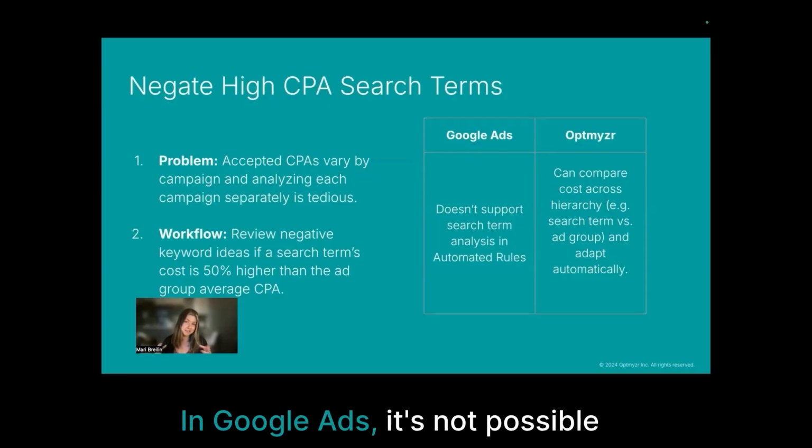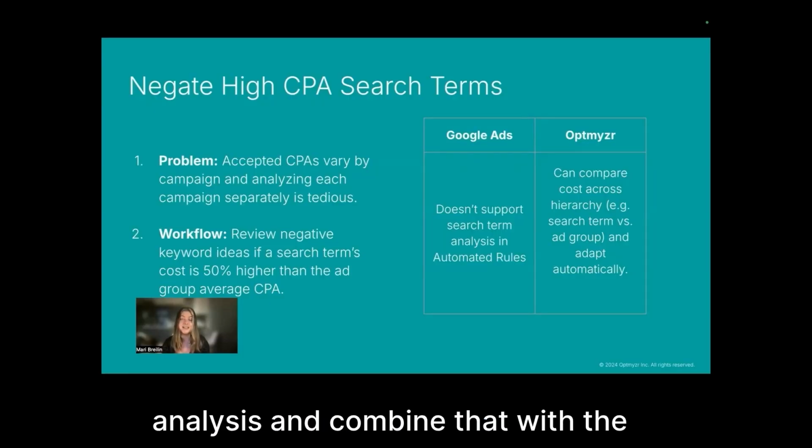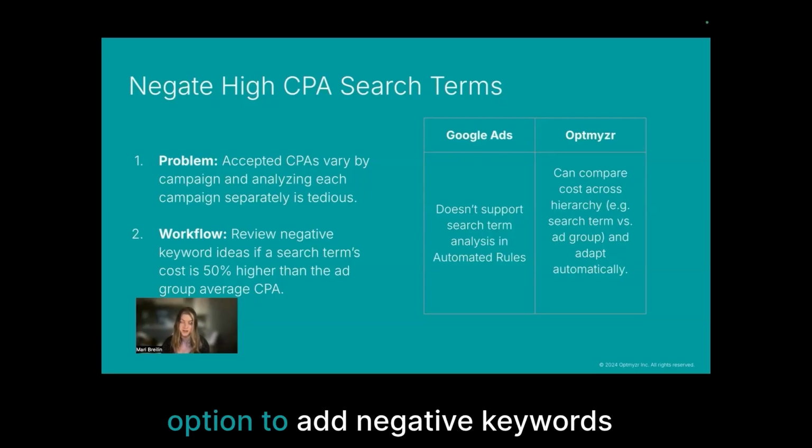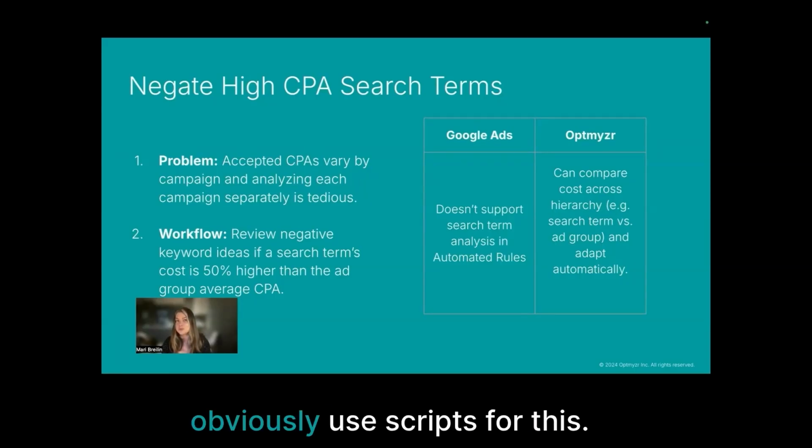In Google Ads, it's not possible to automate the search query analysis and combine that with the option to add negative keywords after a review. You are able to obviously use scripts for this.